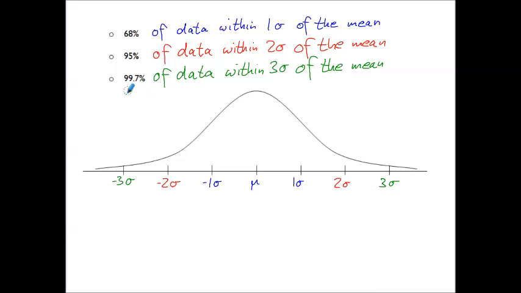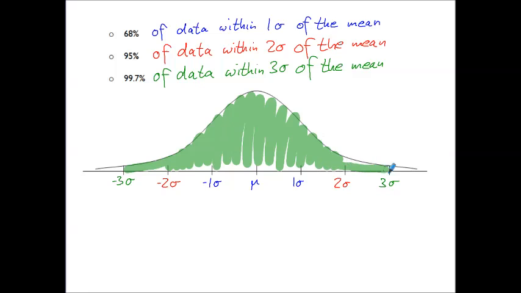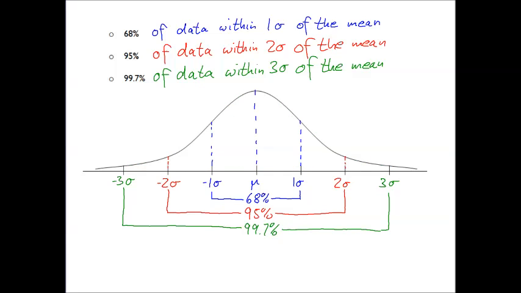99.7%, so almost 100, but not quite 100% of the data is within 3 standard deviations of the mean. That represents this entire area underneath our standard normal curve. Knowing this, and also knowing that the normal distribution curve is symmetric, we can break this down even further and assign probabilities to each one of these areas underneath the curve.